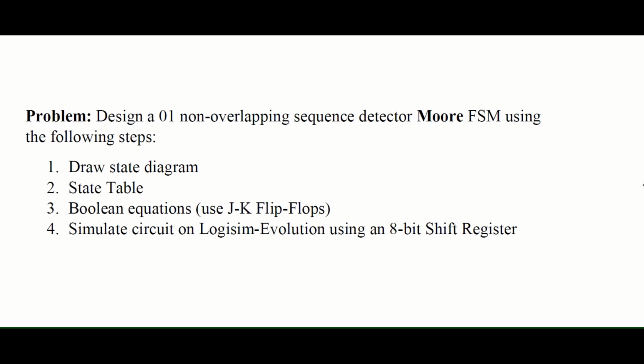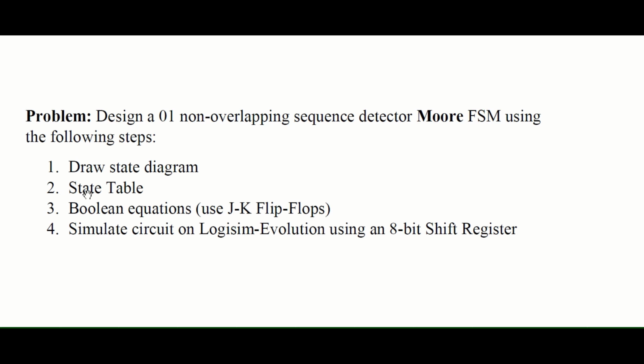Solve a problem, which is a sequence detector using a Moore FSM, finite state machine. So here the problem asks us to design a 0-1 non-overlapping sequence detector. So here we have the sequence, which is 0-1, and it should be non-overlapping. And we have to do the following steps. So we have to draw the state diagram for this machine.